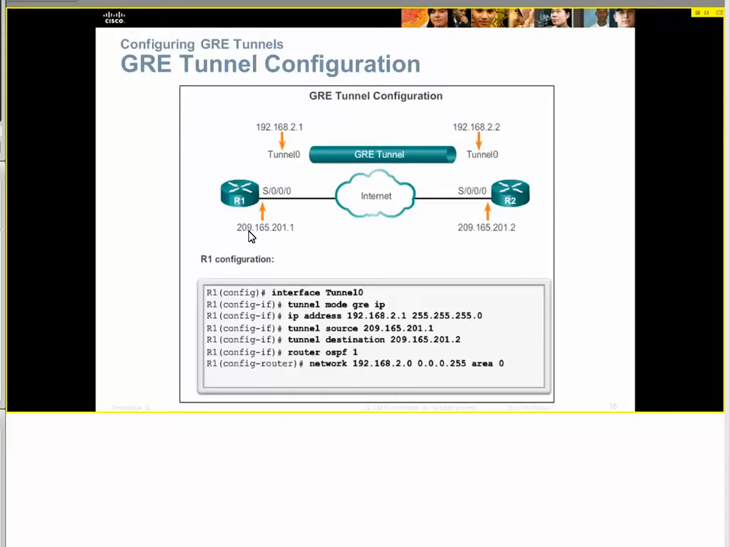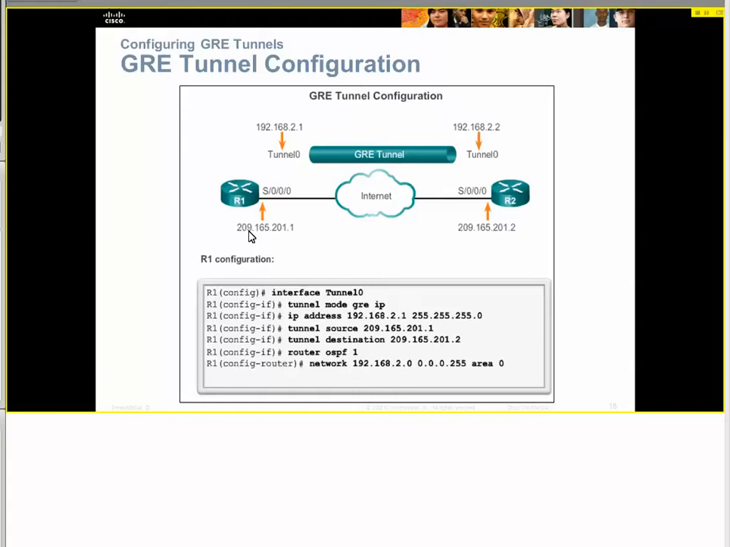So notice the first thing I have to do is give my end of the tunnel an IP address of 192.168.2.1 with the appropriate subnet mask, 255.255.255.0. Then the next two lines indicate the source and destination public IP.